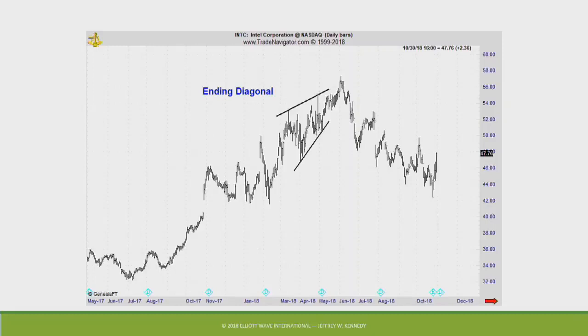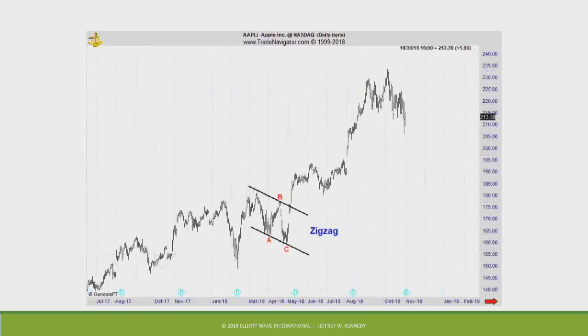Each of the impulse waves here would subdivide into 3 smaller waves, specifically a zigzag. Old school technicians would refer to that as a rising wedge. And whenever we see something like this, it tends to lead to a sharp resolution to the downside, back to below the origin of the pattern. Zigzag. It's a 5-3-5 pattern.